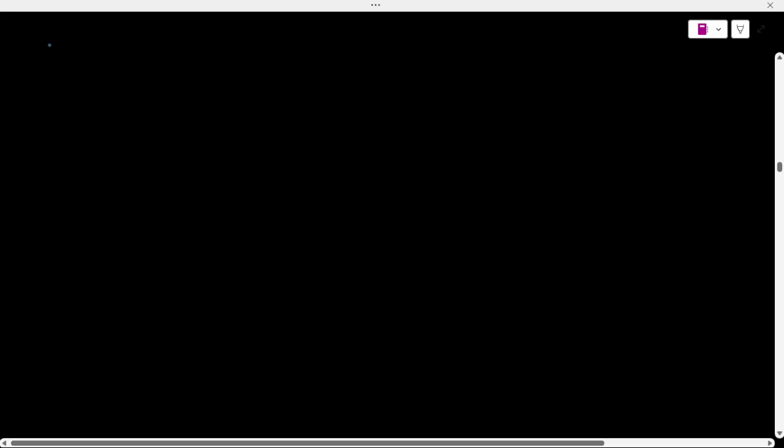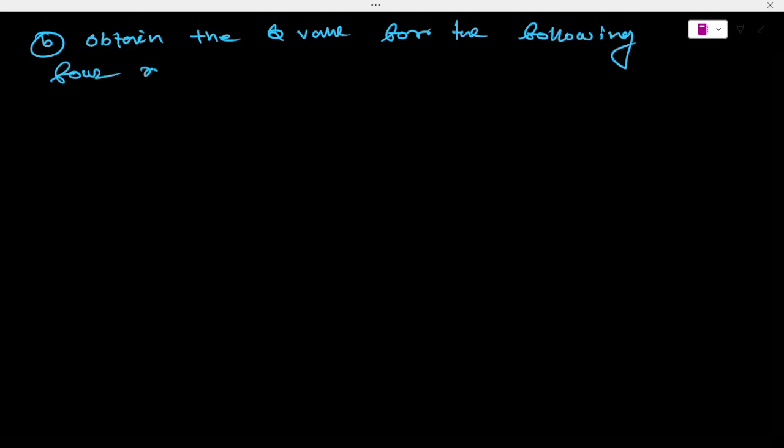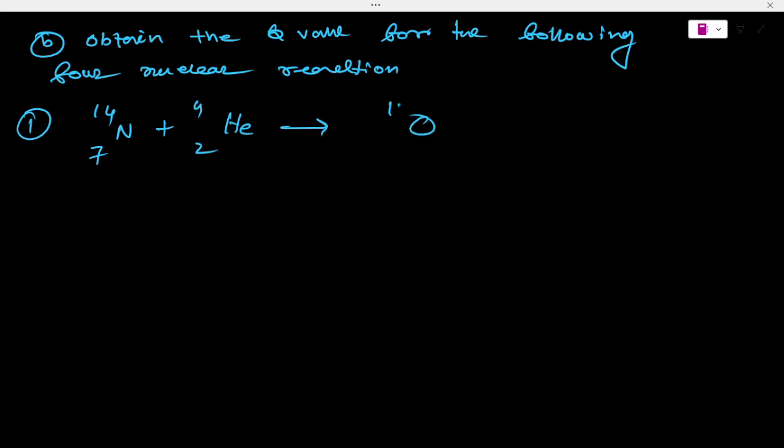Obtain the Q value for the following four nuclear reactions. Reaction number 1 is nitrogen 14 (7) plus helium 4 (2), which turns into oxygen 17 (8) plus hydrogen 1 (1).